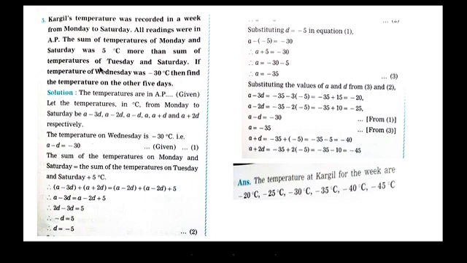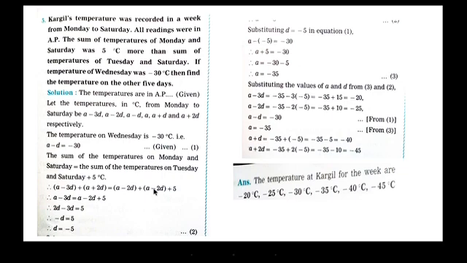Now the second condition given to us is the sum of temperatures of Monday and Saturday was 5 degrees Celsius more than the sum of temperatures of Tuesday and Saturday. So sum of temperatures on Monday and Saturday. So Monday the temperature was A minus 3D and on Saturday A plus 2D. So when we add this, A minus 3D plus A plus 2D, that is equal to 5 more. So we have to add 5 here on the right hand side, plus 5, and the sum of the temperatures of Tuesday and Saturday. That is A minus 2D plus A plus 2D.